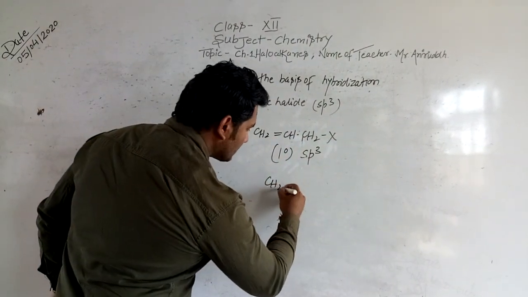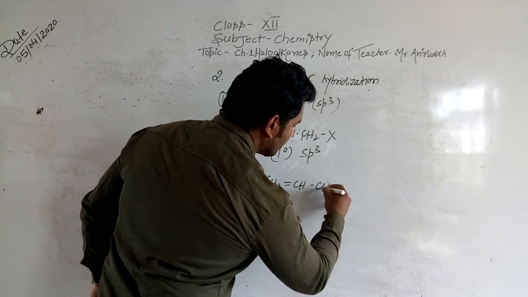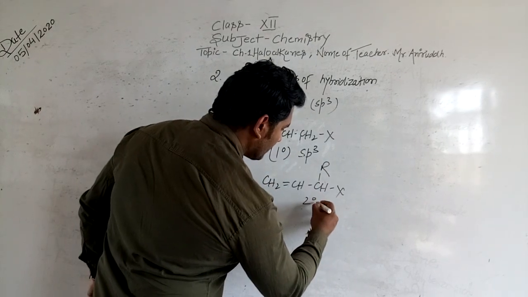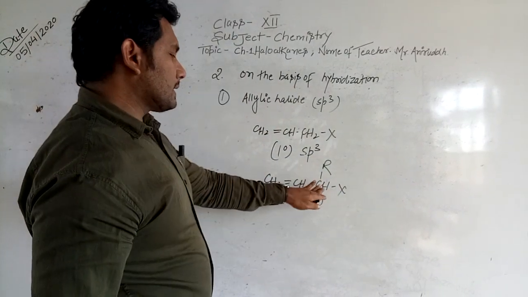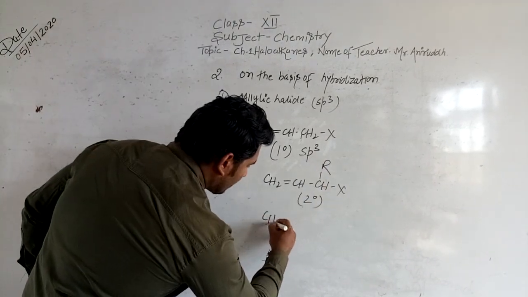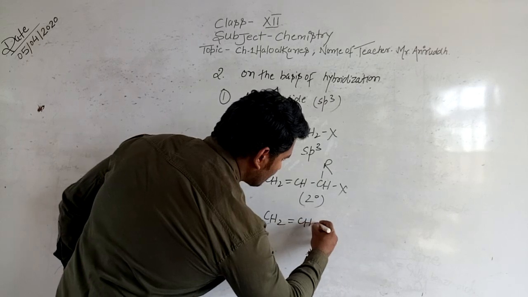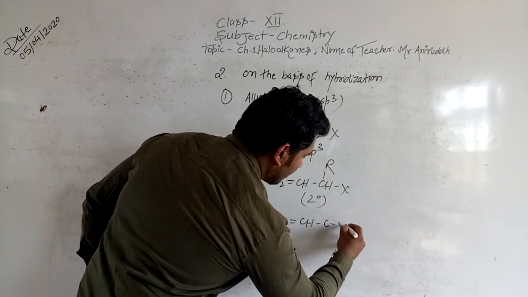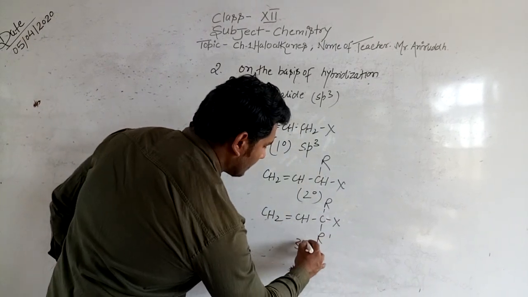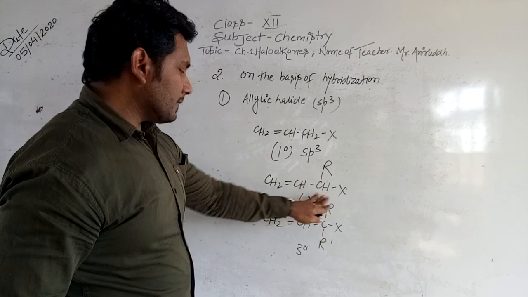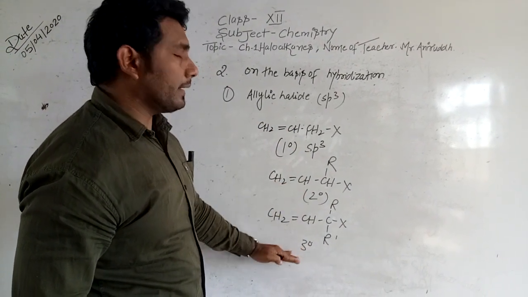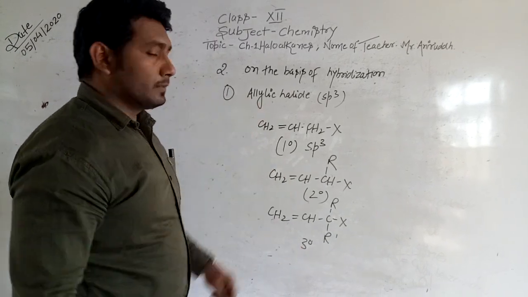Now CH2=CH-CHX-R. This is called 2 degree allylic halide because this carbon is attached with 2 carbon atoms. What about 3 degree? CH2=CH-CX(R)(R). This is called 3 degree because this carbon is attached with 3 carbon atoms. So 1 degree allylic halide, 2 degree allylic halide and 3 degree allylic halide.